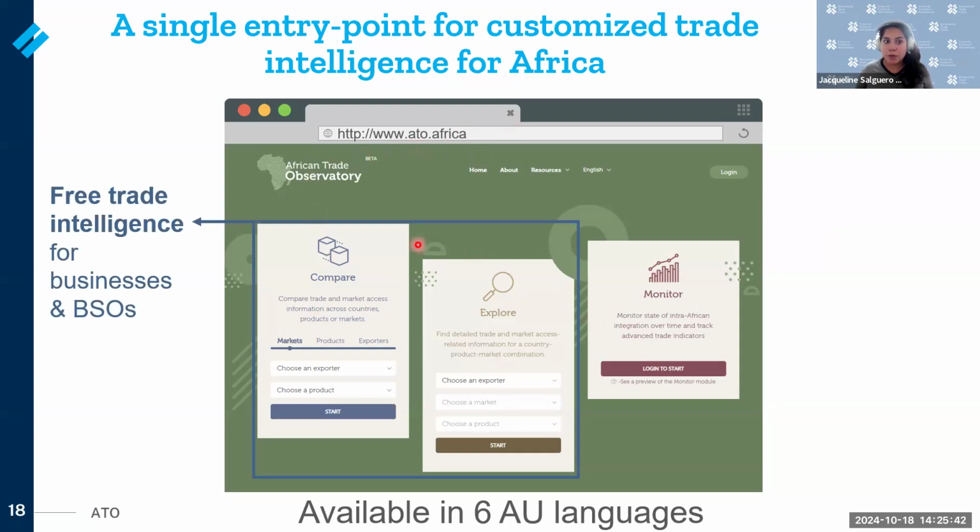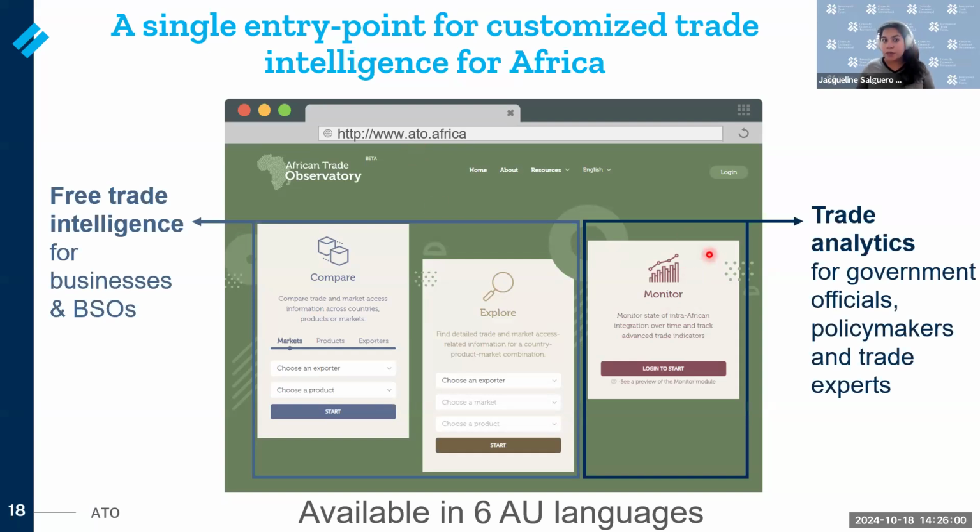So we have these three modules, one called Compare, one called Explore, and the other called Monitor. The first two modules provide us with free trade intelligence, what we call the market analysis, which is tailored to businesses and to business support institutions, while the Monitor module is tailored to government officials. If you recall, in the beginning I said this initiative caters to two groups of stakeholders. First, companies, because you need different data than what governments need. Therefore, under Monitor, government will find more granular data, perhaps sensitive information as well, that they need to be able to put in place strategies.